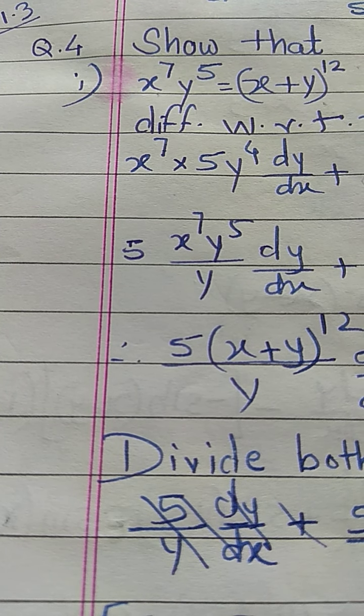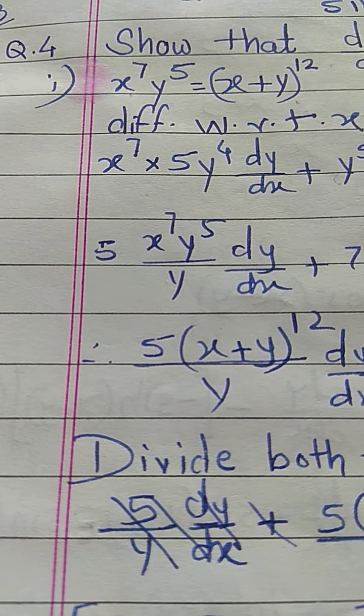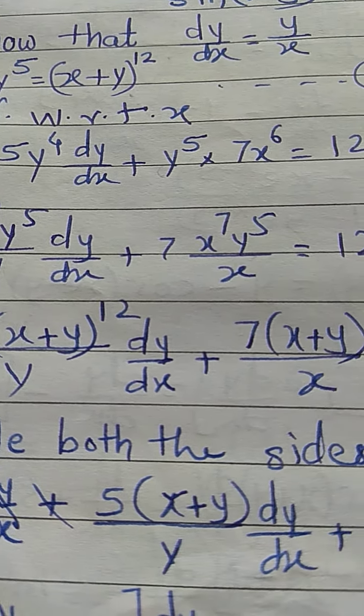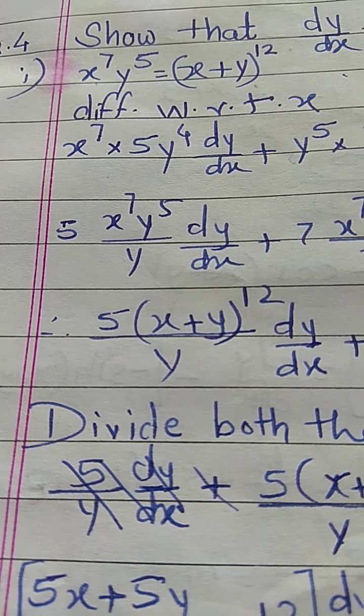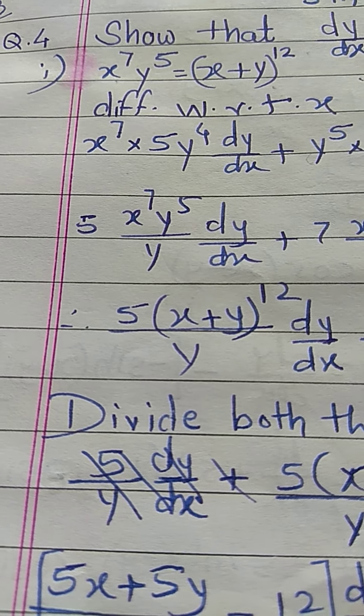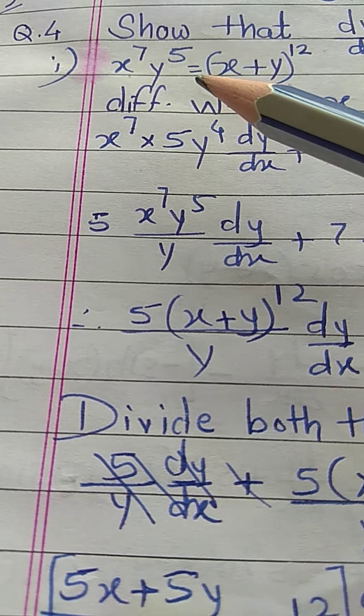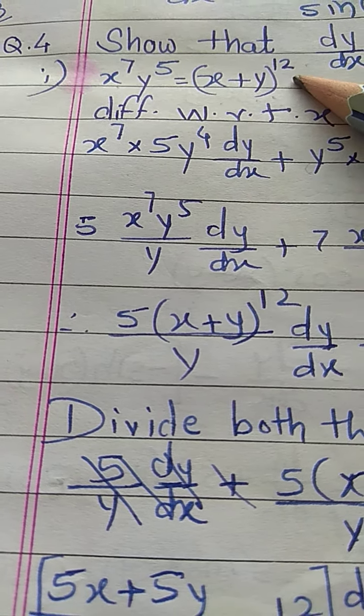Exercise 1.3, question number 4. Show that for given functions dy by dx is equal to y by x. Roman 1. x raised to 7, y raised to 5 equals (x plus y) raised to 12.